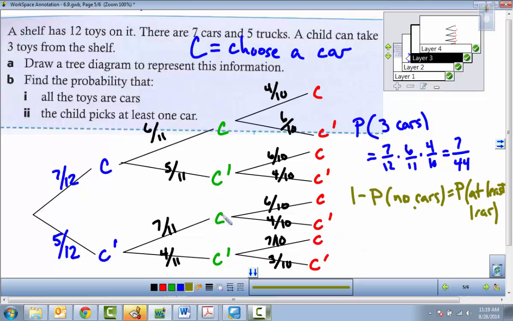So the probability, this would get messy if I tried to count all the different probabilities where I'm getting at least one car in it. It's going to be every path except for one of them. So what's the path that has no cars on it? That's this very bottom one. So 5/12 times 4/11 times 3/10, and that's 1 minus 1/22. So this probability that I get at least one car is 21 out of 22.